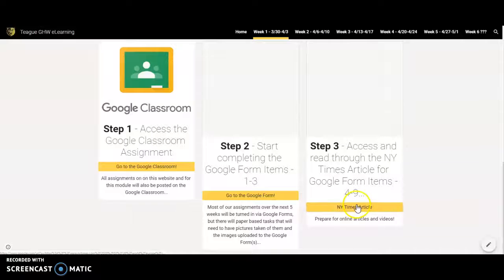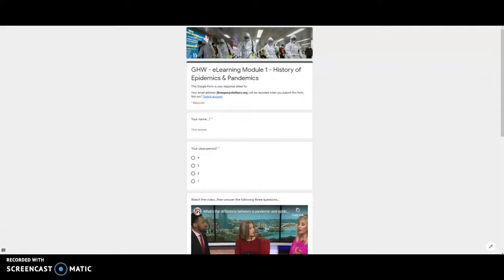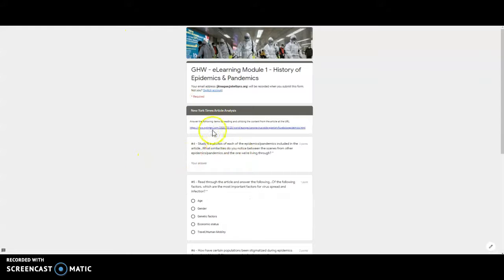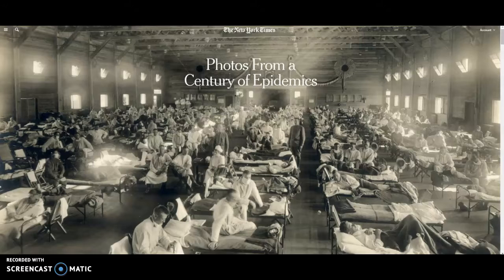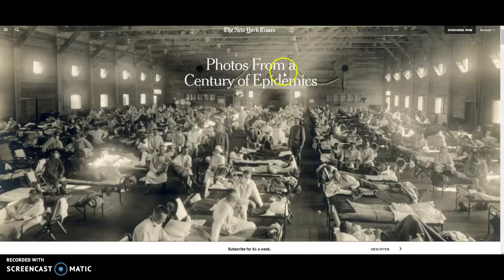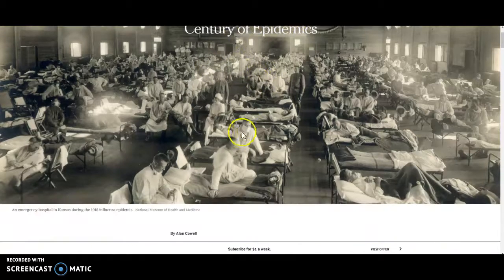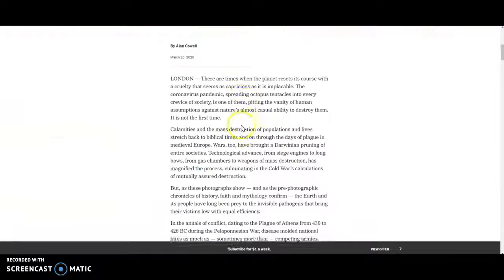So again, going backwards, back through the matrix, back to where we were at. Number 4, study the photos of each of the epidemics and pandemics included in the article. What similarities do you notice between the scenes from other epidemics and pandemics and the one we're living through? And so if I go back to the article, photos from a century of epidemics, I'm going to go through.